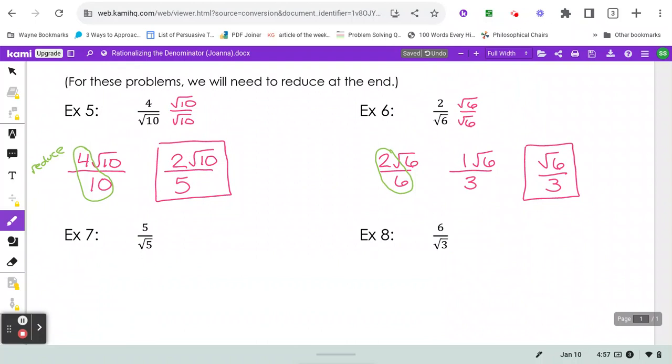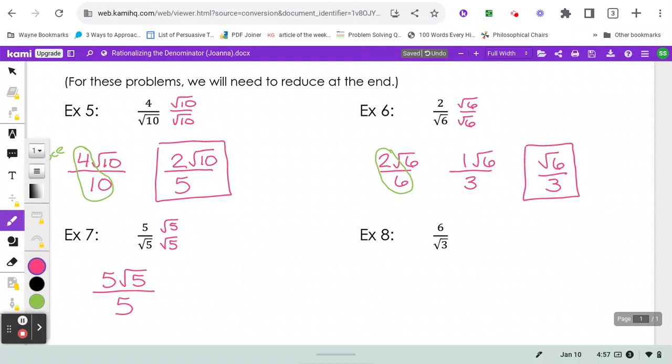All right, example 7. Always multiply by the root. 5 square root of 5. Then the denominator, 5 times 5, 25. Square root that. Get back down to 5. On this one, we're not so much going to reduce as actually just cancel out. So these numbers in front, 5 and 5, you divide those out. They get you 1, cancel it out. And then you're just left with square root of 5.